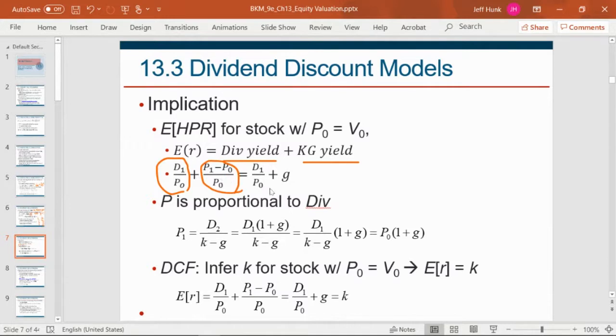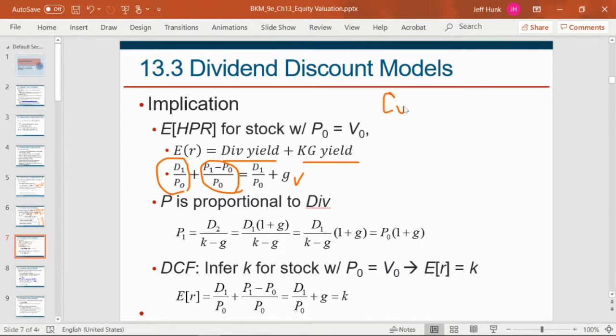And capital gains yield is exactly the growth rate, if you think about it, right? If you do this, that's the growth rate. Now it came to dividend yield. If you remember, there's something similar.